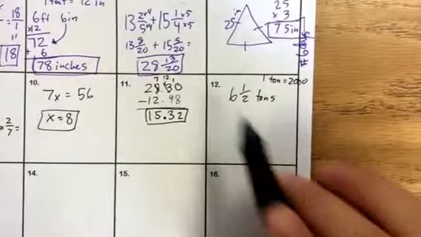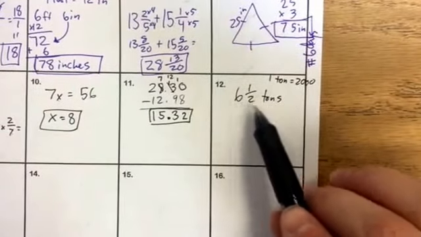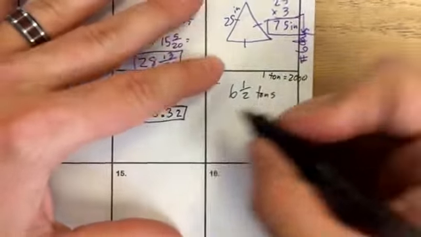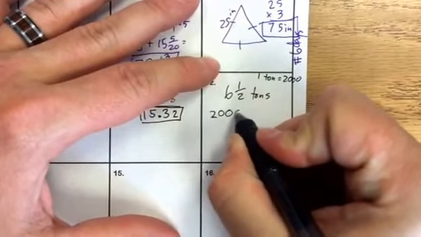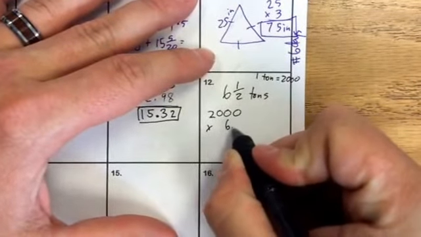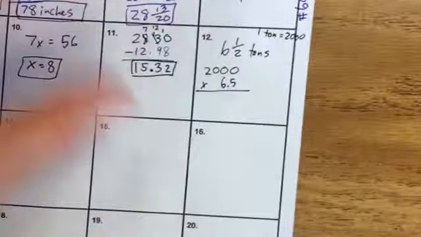Okay, and then we have 6.5 tons. How many pounds are in 6.5 tons? And I know that 1 ton equals 2,000 pounds. So I'm going to do 2,000 times 6.5. And so I'm just going to go ahead and multiply that.